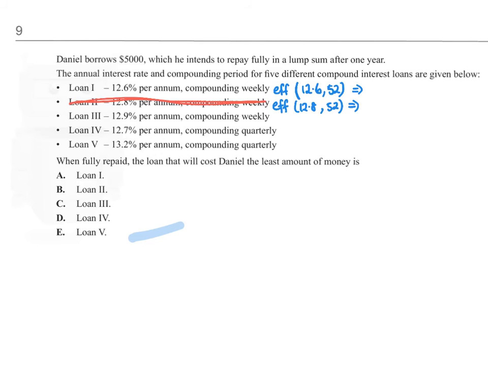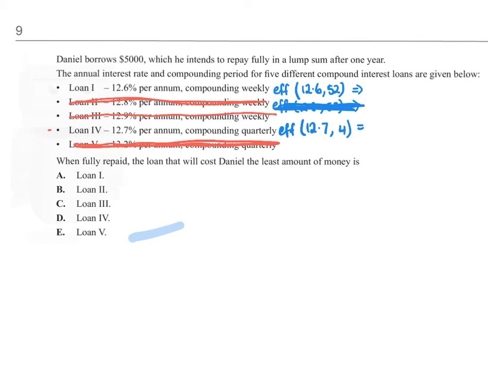Same with this loan 3, it's higher, it's 12.9 compounding weekly, so I'm still going to say loan 1's better than that at the moment, so I'm crossing that one out. The next one I can't really tell because it's saying it's quarterly, so it's not the same scenario and it's a different rate. So I'm going to say 12.7 quarterly, which means 4 times a year, and I'll look at what that effective interest rate is. And the next one, loan 5, is 13.2, but it's also quarterly. So I know for a fact that loan 4 must be better than that, so I'll get rid of that.